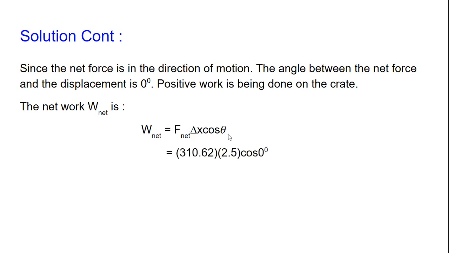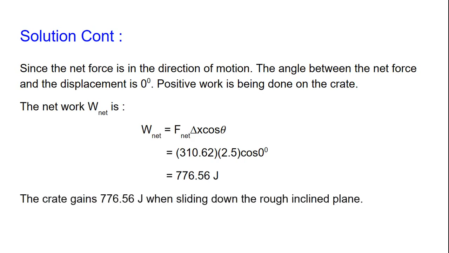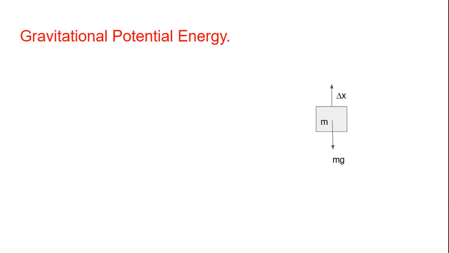We found what F net is. It's 310.62. Delta x is 2.5. And theta is 0 degrees. Plugging that all in your calculator, you'll get 776.56 joules. So 776.56 joules is being gained. So the crate gains 776.56 joules when sliding down this rough inclined plane.